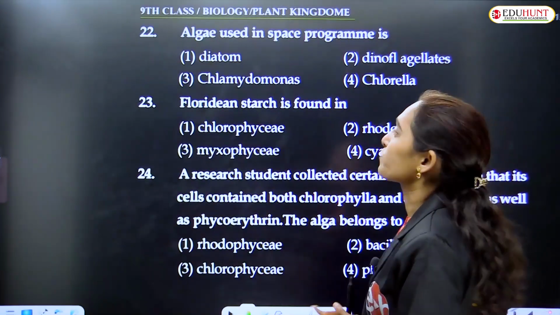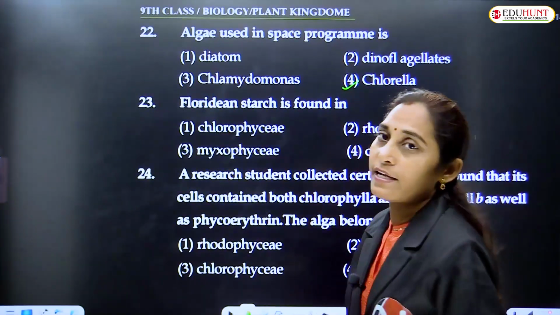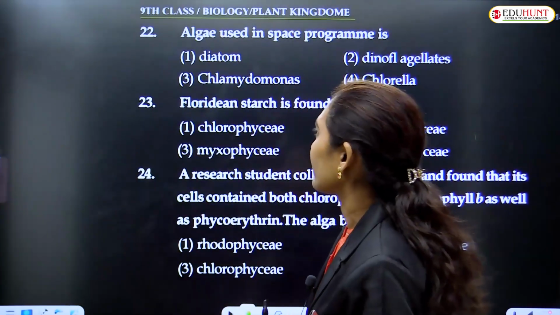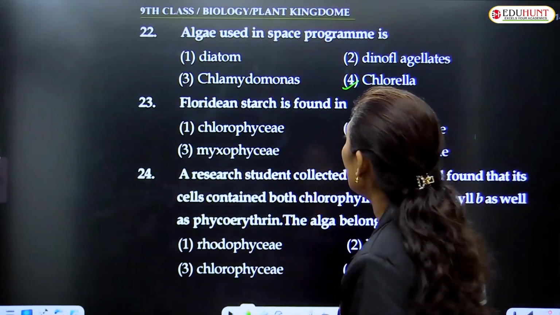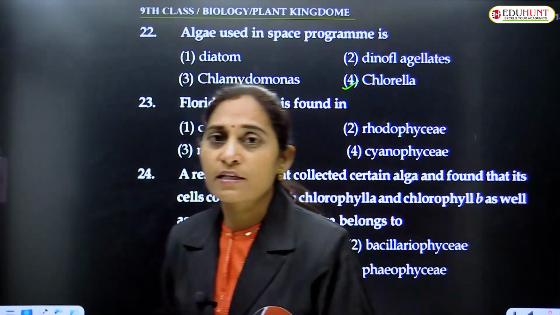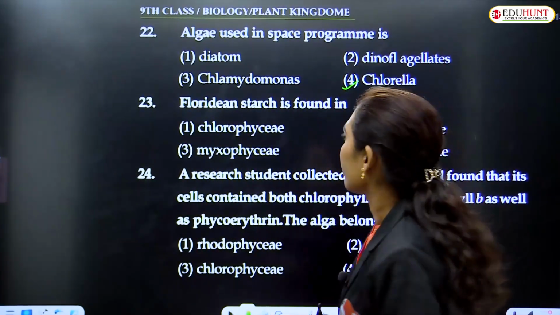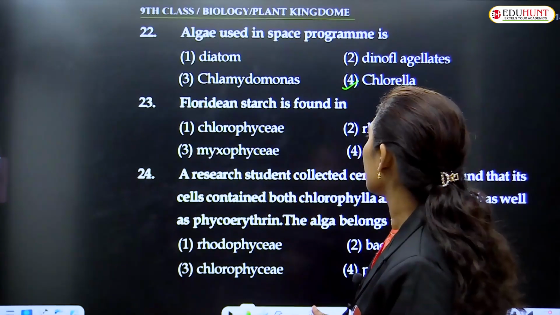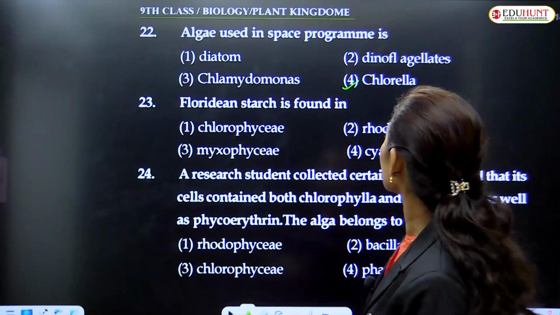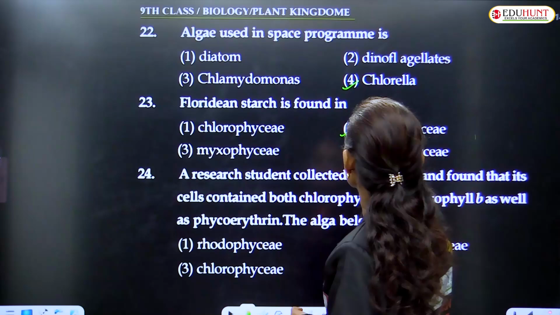Which alga is used in the space program? Chlorella. Chlorella is an alga used in the space program, that is for oxygen. And even chlorella, I mentioned it, is used as a single cell protein, that is they have a high content of protein. Floridean starch is found in Chlorophyceae, Myxophyceae, Rhodophyceae, Cyanophyceae? Floridean starch is found in Rhodophyceae.